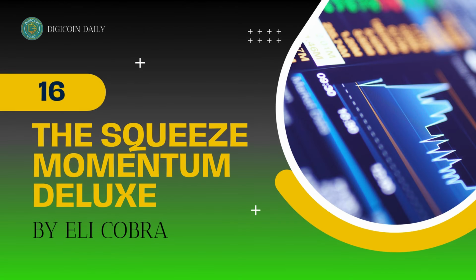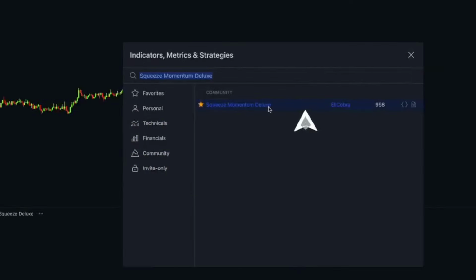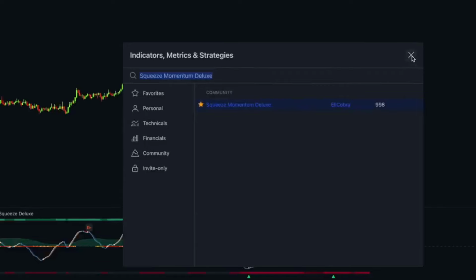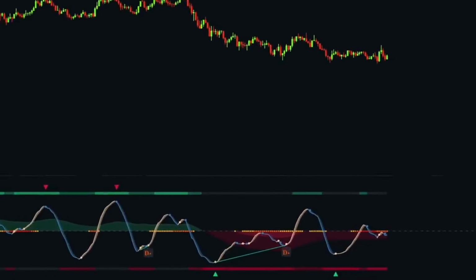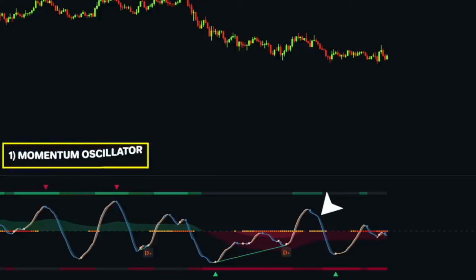Next up is a super powerful indicator called the Squeeze Momentum Deluxe by Eli Cobra. This is a next-generation squeeze momentum index built with momentum, volatility, and price action. To understand how to profit from this indicator, we first need to become familiar with its components. The first component, the momentum oscillator, measures the relationship between price and its extremes over a defined period.